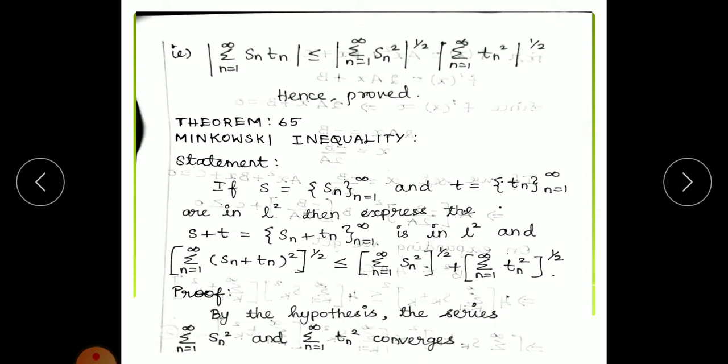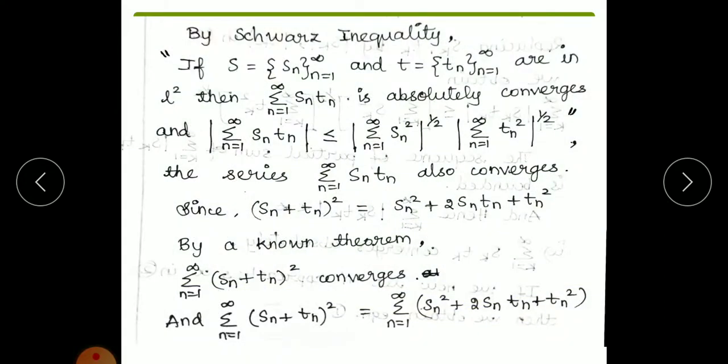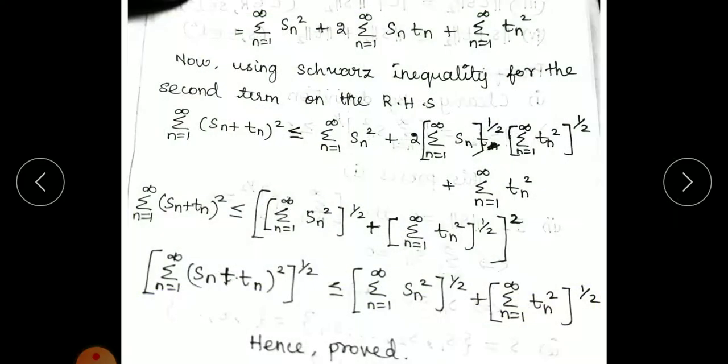Proof: by the hypothesis the series Sn squared converges. And then by the Schwarz inequality, S equal to Sn, being in the class L squared, converges absolutely. Therefore summation Sn Tn is less than or equal to summation Sn squared whole power 1 by 2 into summation Tn squared whole power 1 by 2. Therefore the series also converges. For (Sn plus Tn) the whole squared equals Sn squared plus 2SnTn plus Tn squared, the a plus b the whole squared formula again. We are splitting like this using the summation, because we are converting it into a series.